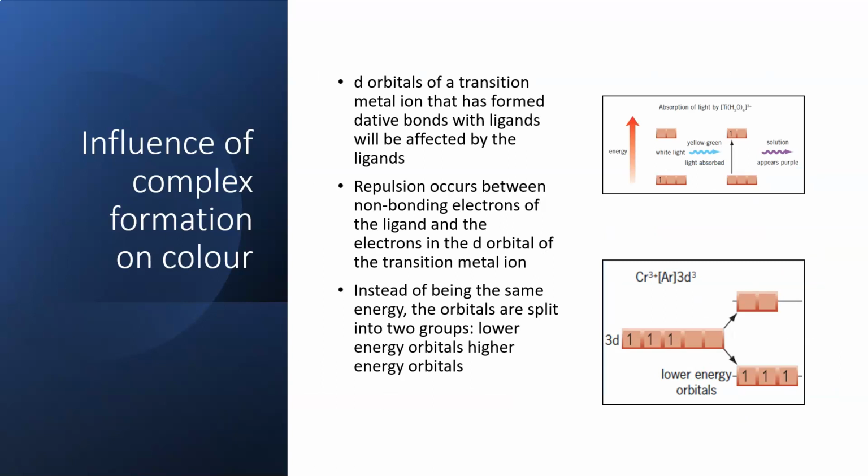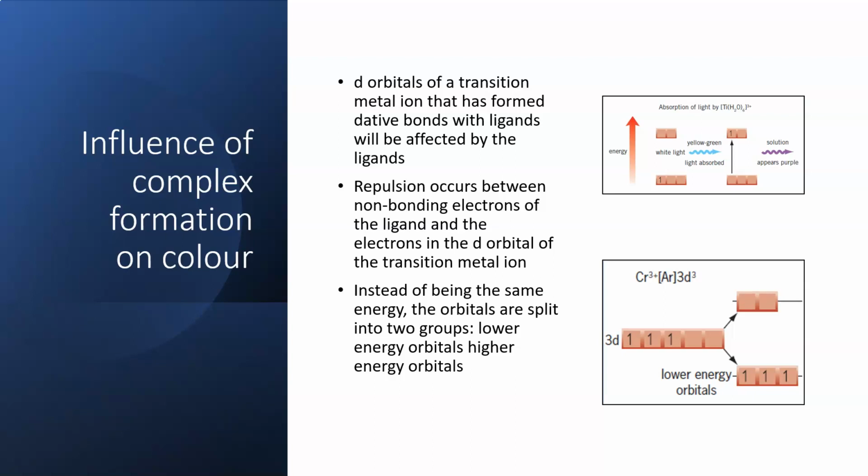So the way that complexes form, as we saw, the different ligands cause different colours. So the way that complexes form influences the colour of the complex. The d orbitals of a transition metal ion, which has formed dative bonds with the ligands, are affected by the nature of the ligand. Repulsion occurs between the non-bonding electrons of the ligand and the electrons in the d orbitals of the transition metal. That repulsion can cause changes in energy. So instead of being the same energy, the orbitals are now split into two groups, lower energy orbitals and higher energy orbitals.